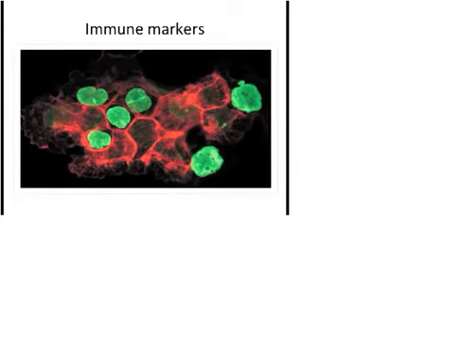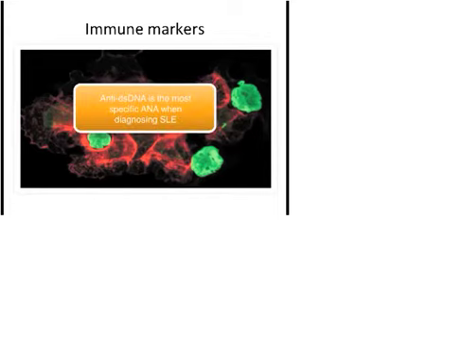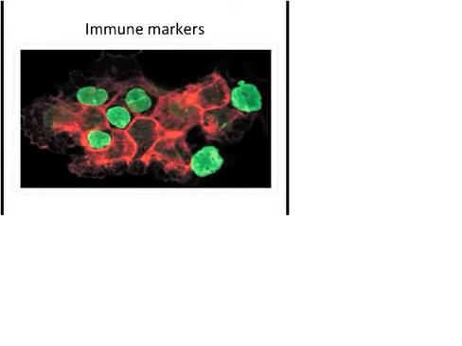The immune markers that we usually see are anti-histone antibodies, anti-double-stranded DNA, anti-Smith, antiphospholipid membrane, cardiolipin, and blood components. The ones that you should remember mainly is the anti-double-stranded DNA, because this one is the most specific when you refer to SLE.